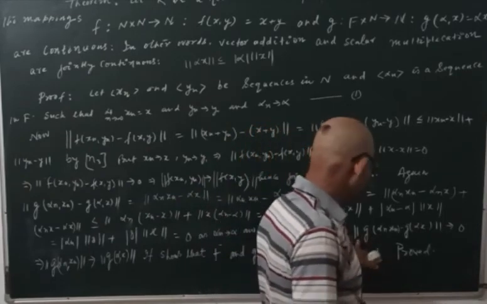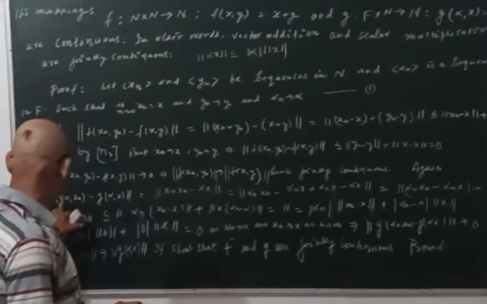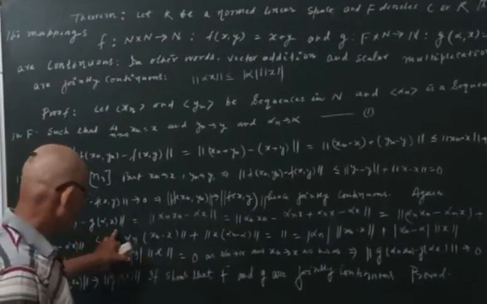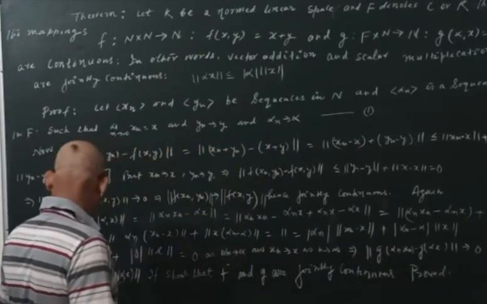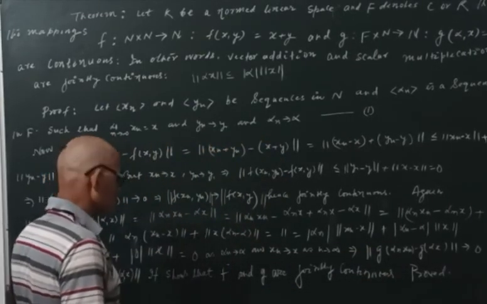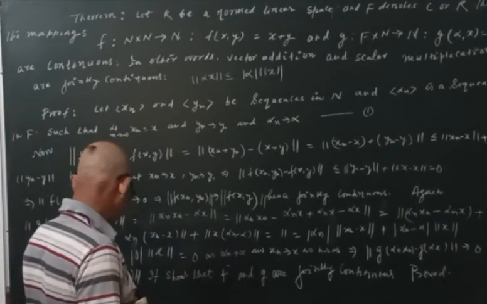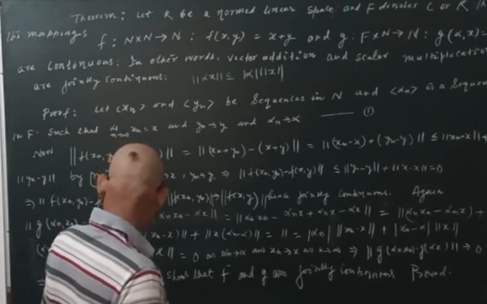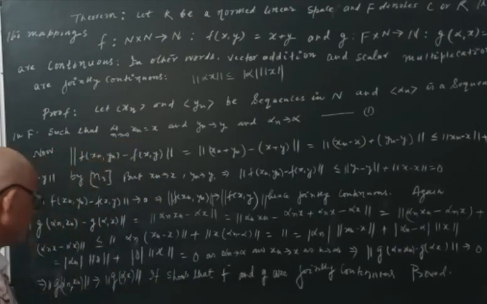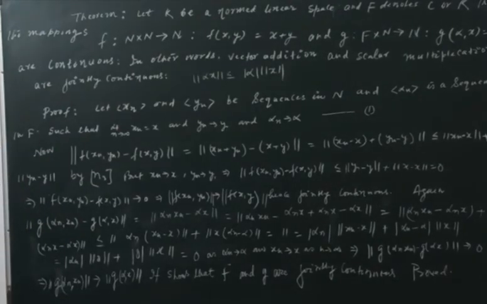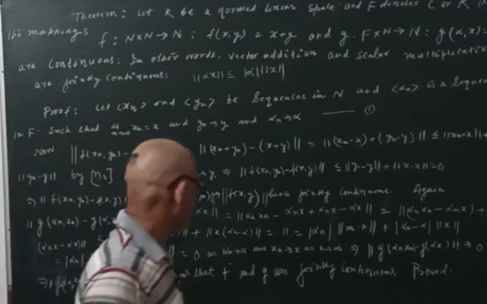This implies that the norm of g(alpha n, xn) minus g(alpha, x) tends to 0, or g(alpha n, xn) tends to g(alpha, x). It shows that this is the condition of joint continuity. This shows that f and g are both jointly continuous.